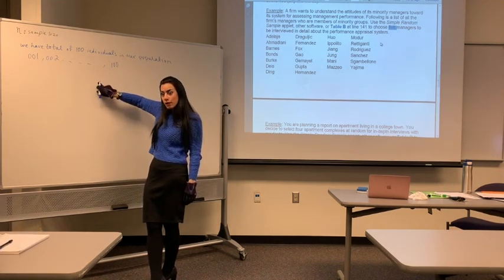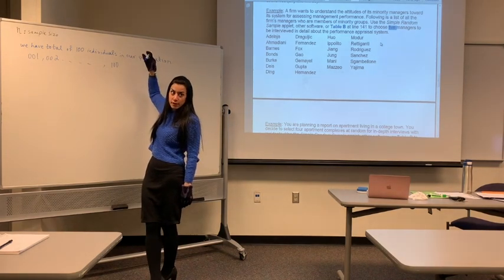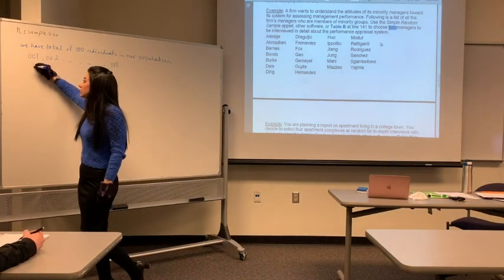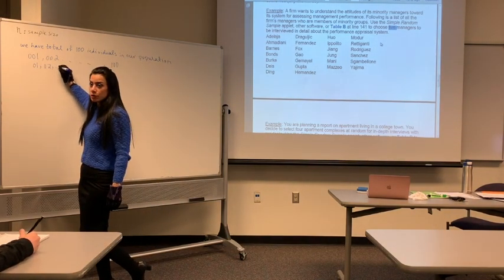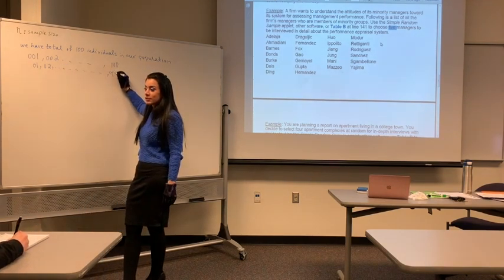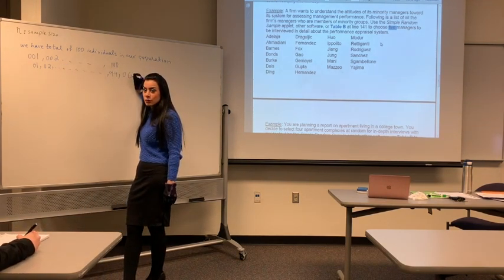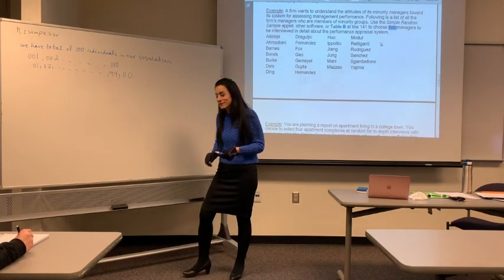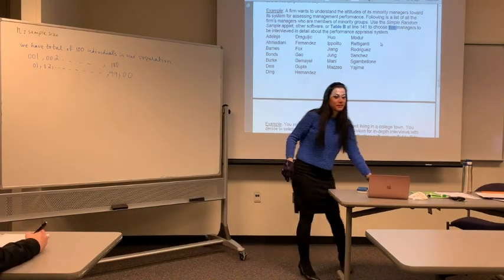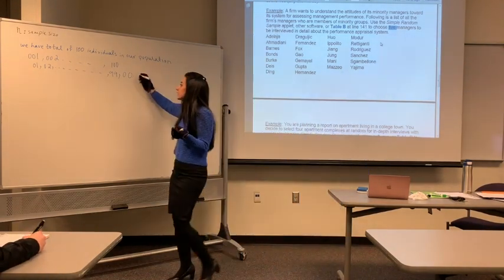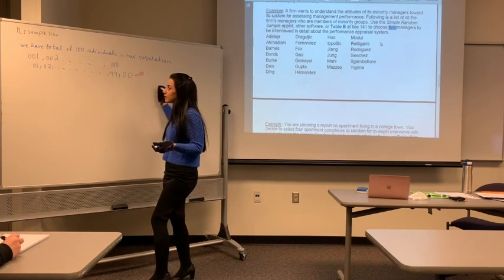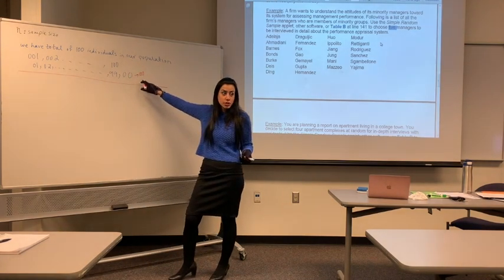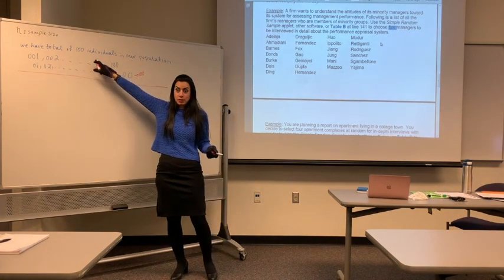There is another way of choosing labels for this kind of number, exactly 100. We can say 01, 02, up to 99, and 00 will be 100. So there are two ways of labeling 100 individuals in a population. It's just whenever you have exactly 100, okay?